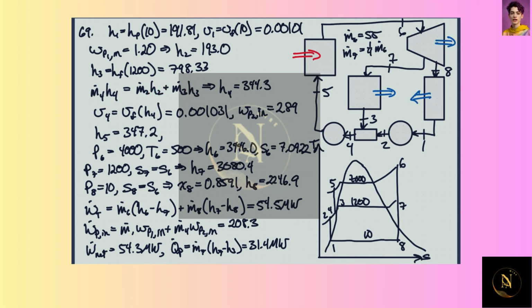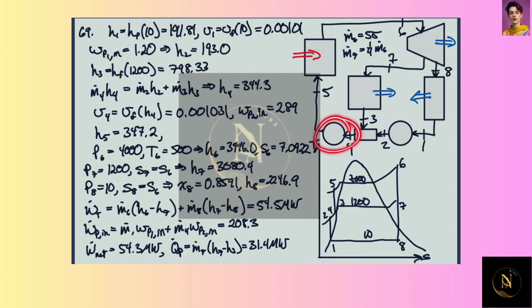M4 is the same as M6, right? M2 is 3/4 of M6, right? Because that's coming through here. And then M3 is 1/4 of M6. So we know M6, so we know everything in here except for H4. So we can find H4, and that's 344.3 kilojoules per kilogram.